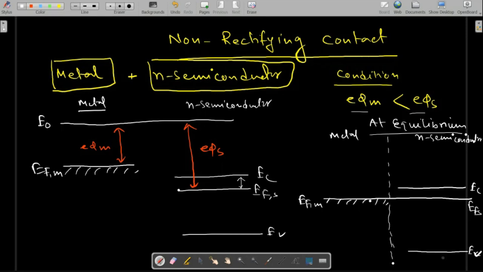Now, you know that whenever we connect two dissimilar materials, that is basically a heterojunction, there is a concept of energy band bending. The energy band may bend either in the upward direction or in the downward direction. So you have to check in which direction the energy band will bend in our case. So let us see.